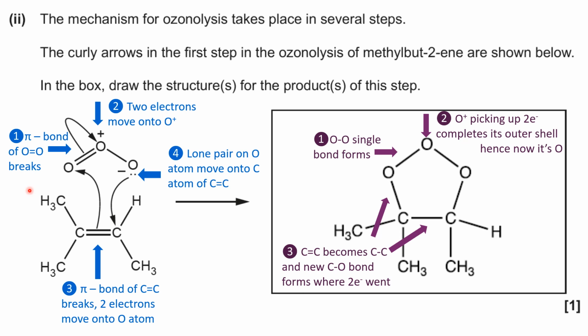So 2 things happen as a result of the pi bond of the carbon-carbon double bond breaking. Firstly, the carbon-carbon double bond becomes a carbon-carbon single bond, and a new carbon single bond oxygen will form where the 2 electrons went. And finally, the lone pair from the oxygen that's negatively charged moves onto the carbon on the right-hand side of the double bond, and that now becomes a bond pair in a new formed C single bond O.